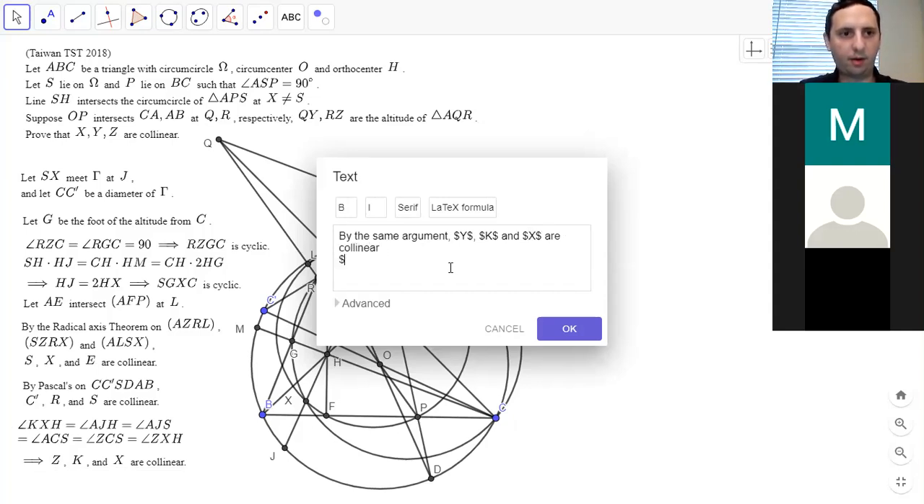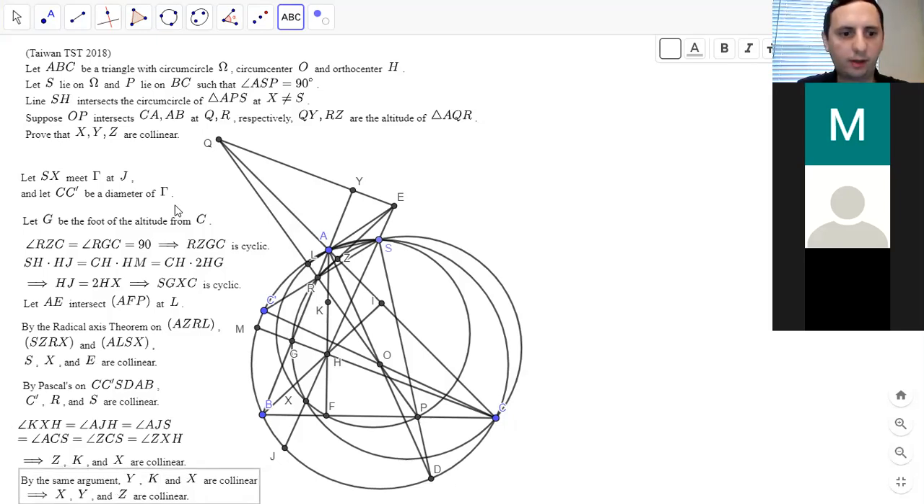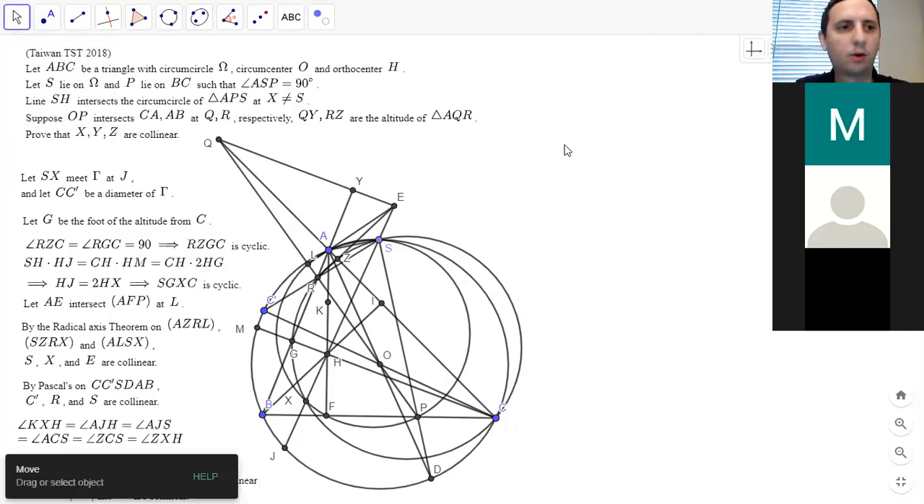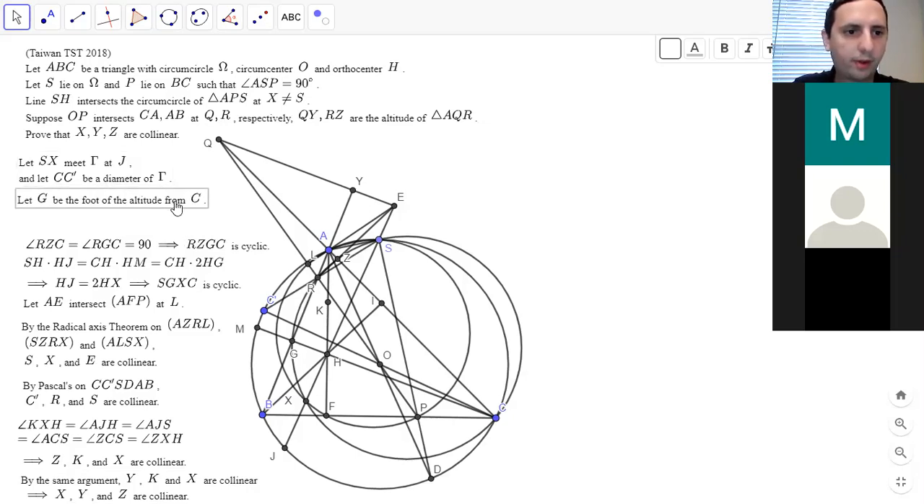And that implies X, Y, and Z are collinear. Yeah, so I don't think his solution uses point E or L. So I think Serdar had a solution using point E. So E and L. But Hakan's solution, it looks like it doesn't use those points.